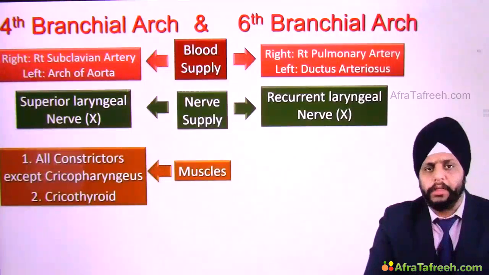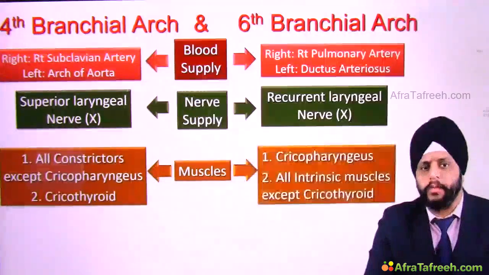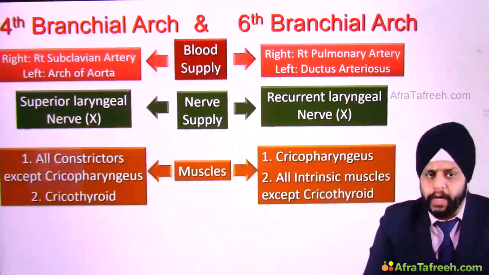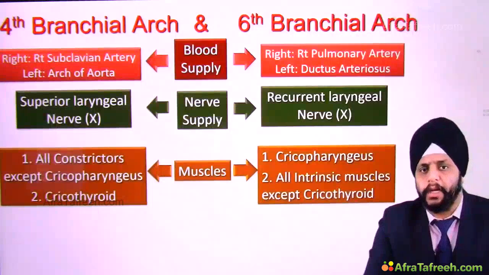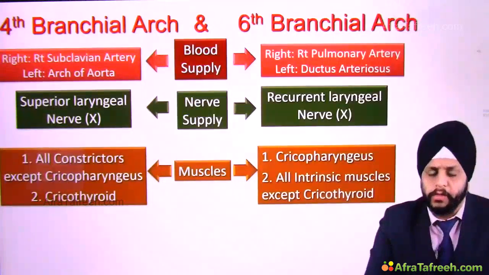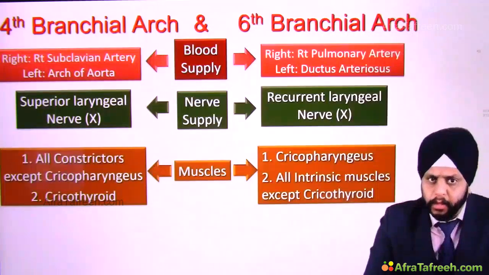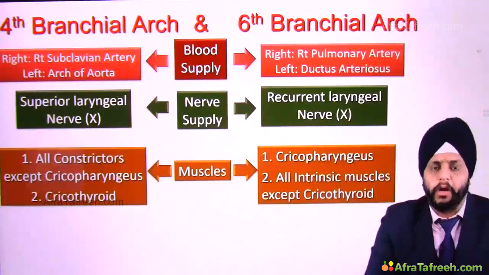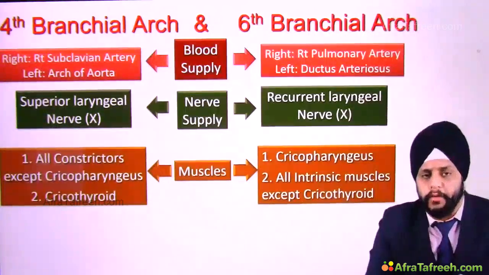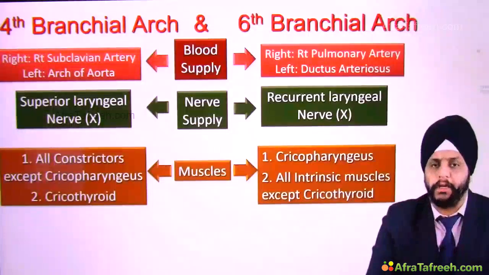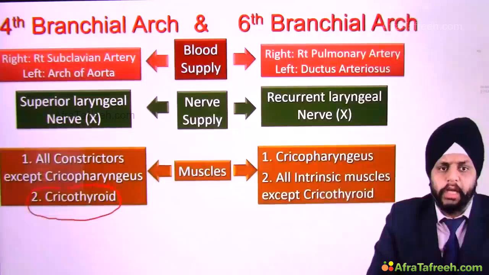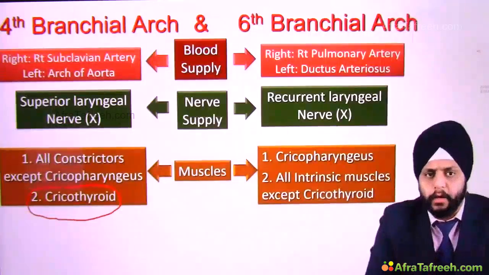Now, the sixth branchial arch forms cricopharyngeus. So, remember cricopharyngeus is not supplied by superior laryngeal nerve, rather it is supplied by recurrent laryngeal nerve. This we studied in the pharynx. Other than cricopharyngeus, the sixth arch also forms all intrinsic muscles of larynx except cricothyroid. So, just remember this cricothyroid muscle.